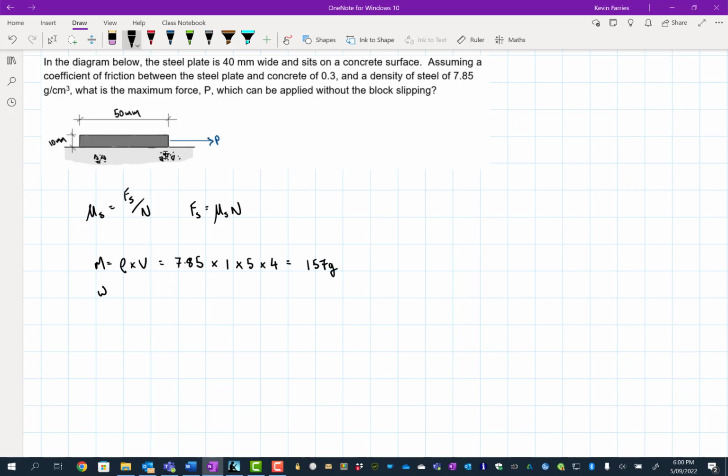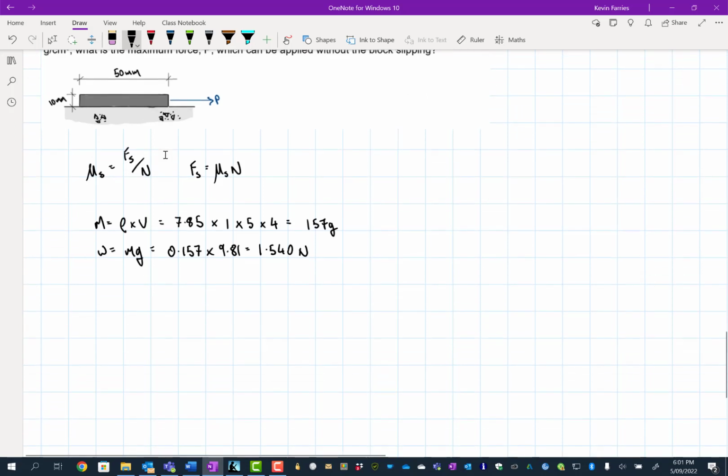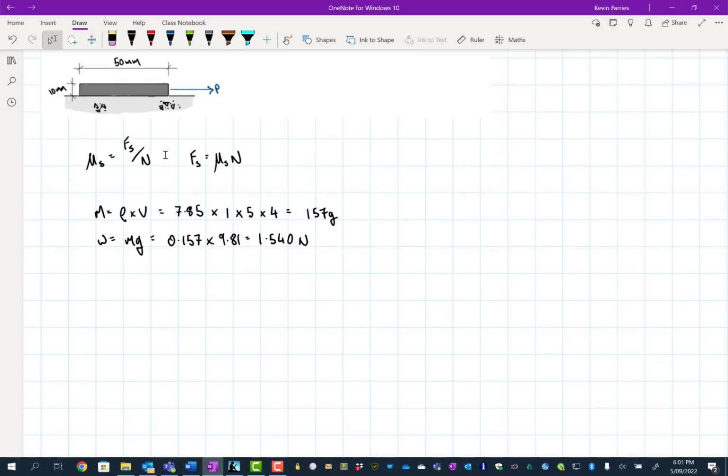And so therefore the weight is equal to mass times acceleration due to gravity. We need to put it in kilograms, so 0.157 kilograms times 9.81 meters per second squared. So 0.157 times 9.81, which is equal to 1.540 newtons. Kilograms in, newtons out for that equation, tons in, kilonewtons out for that equation. So now we've got our normal force.